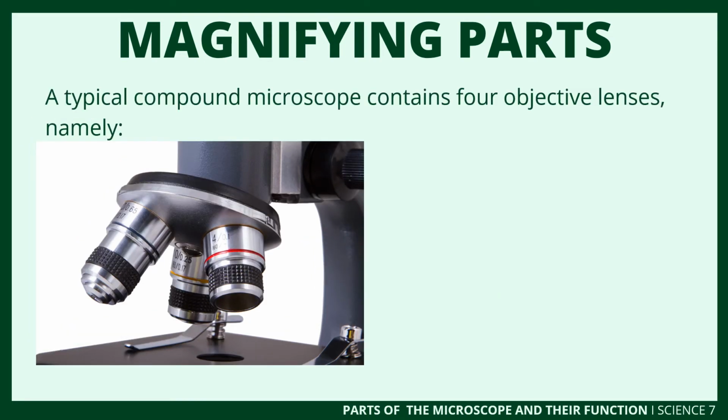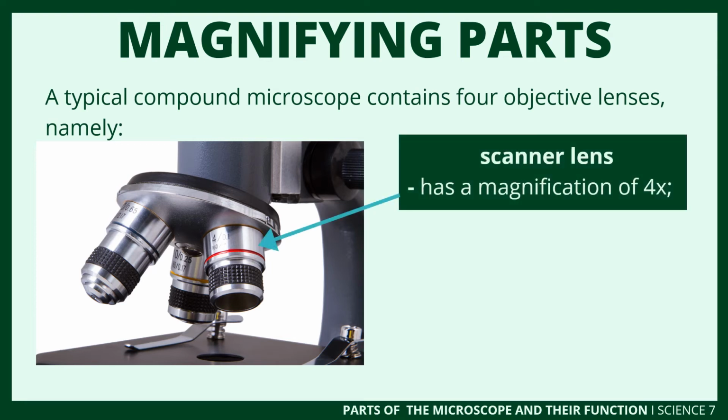A typical compound microscope contains 4 objective lenses, namely the scanning objective lens that provides the lowest magnification power of all objective lenses. Combined with the magnification power of a 10 times eyepiece lens, a 4 times scanning objective lens gives a total magnification of 40 times.